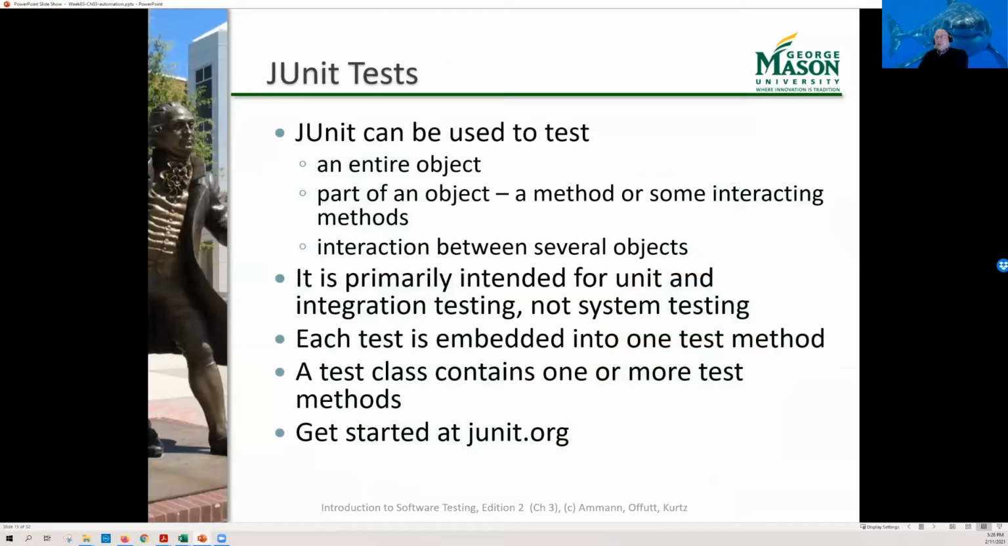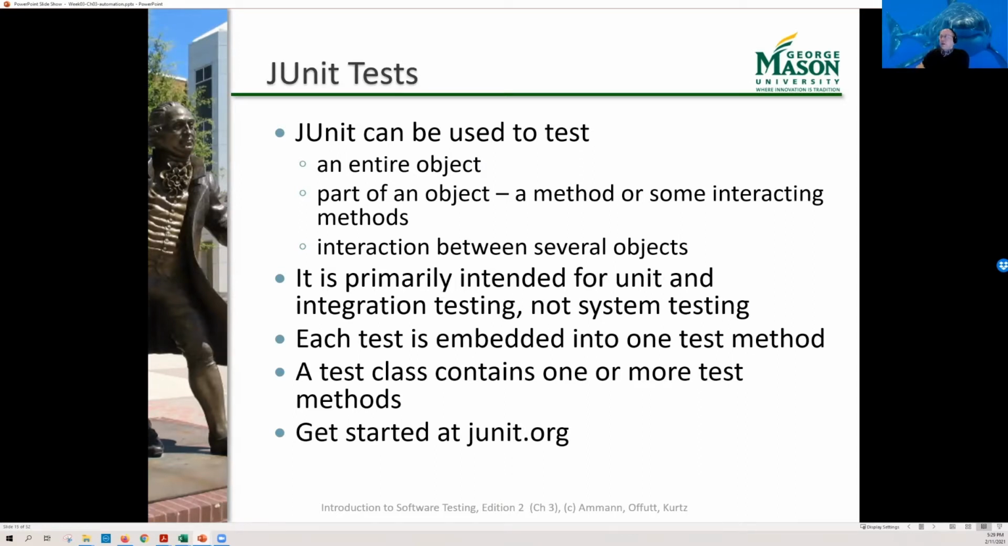So what can we use JUnit to test? Definitely an object or parts of an object. That's easy. We can write JUnit tests to test individual methods. We can certainly write JUnit tests to look at the interaction between several objects. That's pretty straightforward. As I mentioned, it's pretty much intended for unit and integration testing, not really a system testing tool.